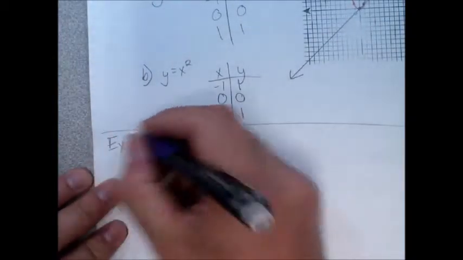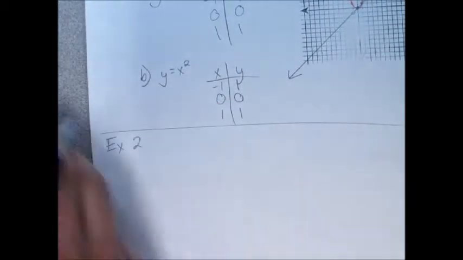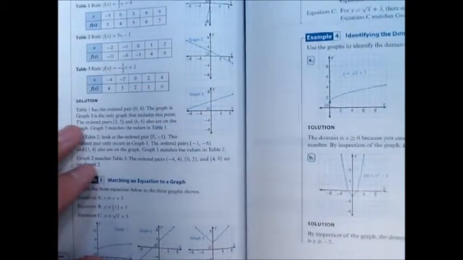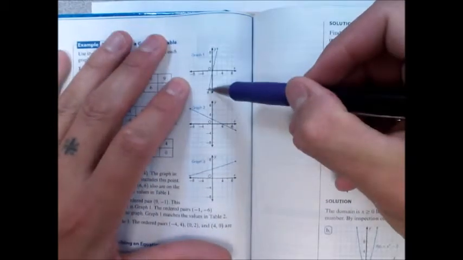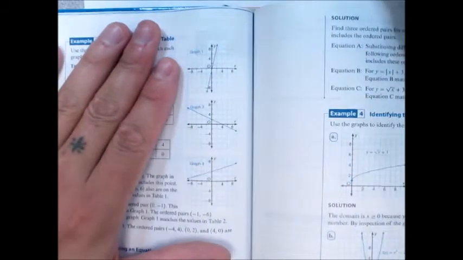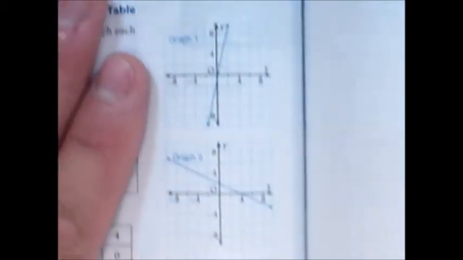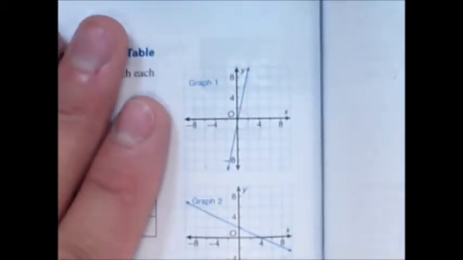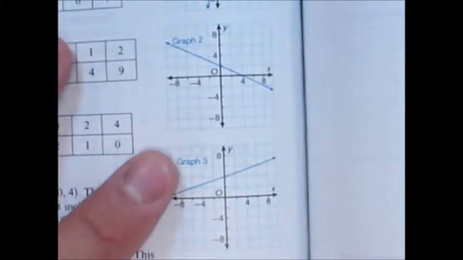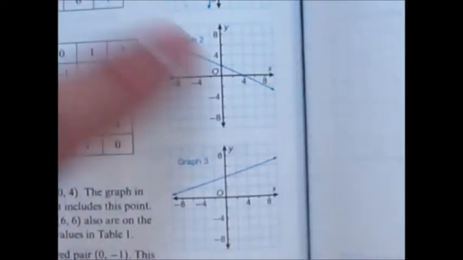Okay, example 2. Matching a table to a graph. For example 2, you just need to look at the pictures that you have. I want to look at these graphs. Looking at these graphs, is my slope positive or negative in graph 1? It's positive, right? So since my graph is positive, my slope must be positive in my equation. Looking at graph 2, positive or negative? Negative. It's going downhill. And graph 3, positive. So one of these is not like the other, right? It's graph 2. It's going to have a negative slope. It's going to be trending downward.